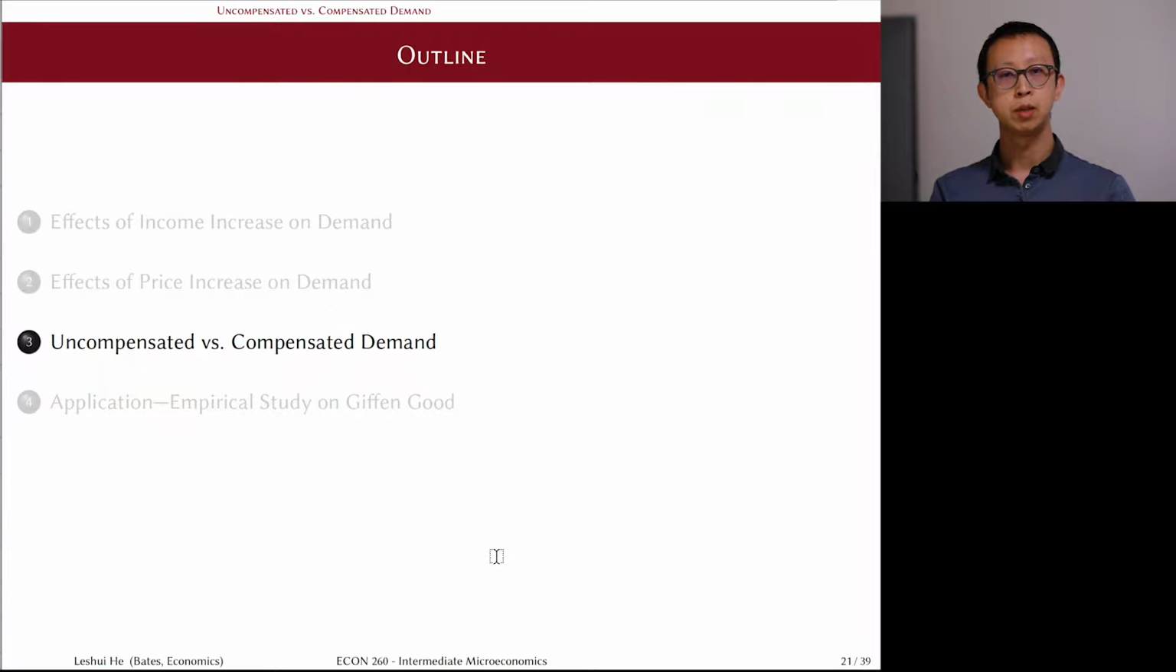In the previous video, we saw that as the Marshallian demand responds to a change in price, it can be decomposed into the substitution effect and the income effect. Because the substitution effect is entirely captured by the expenditure minimization problem, it is equivalent to the change in the Hicksian demand. In this video, we will further discuss the relationship between these two types of derived demands.